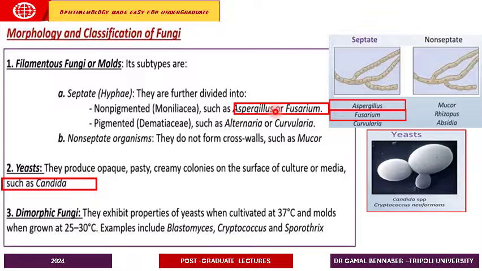So for the scope of this lecture, we will concentrate on the filamentous fungi, mainly Aspergillus fumigatus and Fusarium, and the yeasts, namely Candida, because they have different clinical presentations, and also the spectrum of antifungal treatment differs between different drugs to cover these types of organisms.